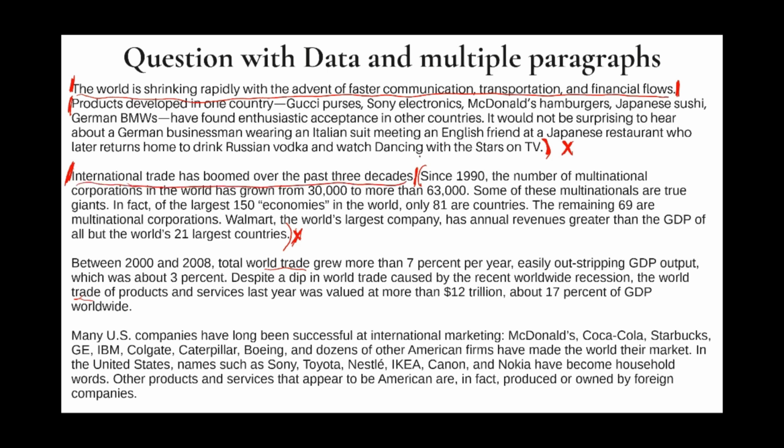So 2 paragraphs, as you can see from the 2 paragraphs, that was a lot of data. Data doesn't necessarily mean numbers. Data can also mean names, a lot of names, as you can see: Gucci, Sony, McDonald's, XYZ. There can be numbers as well. Now let's go ahead.